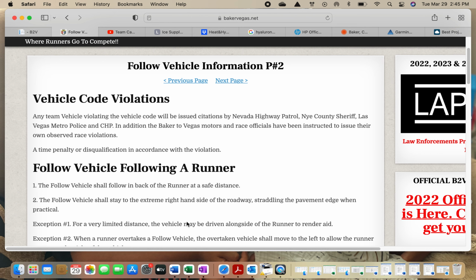Vehicle code violations. All vehicle code violations are in play. Just be aware, we have multiple agencies out there: CHP on the California side, NHP, Nye County Sheriffs, Vegas Metro. Everyone is aware that the race is going on and will be out there, and have been advised that if needed, please go ahead and cite for the normal violations. Biggest violation that we tend to have is for speeding because we're running behind. So again, I cannot emphasize enough, please make sure that your teammates leave with plenty of time to spare.